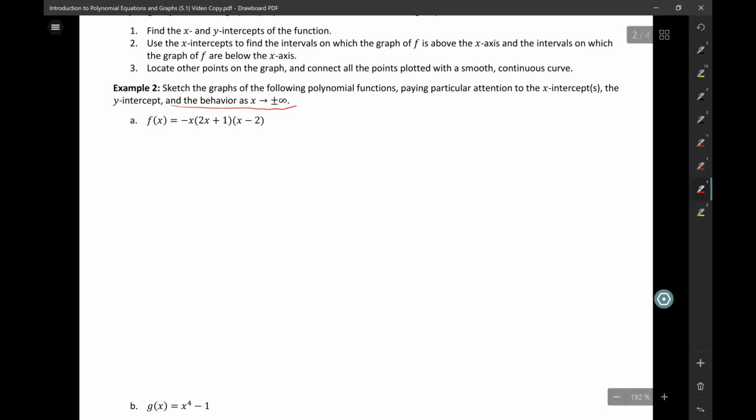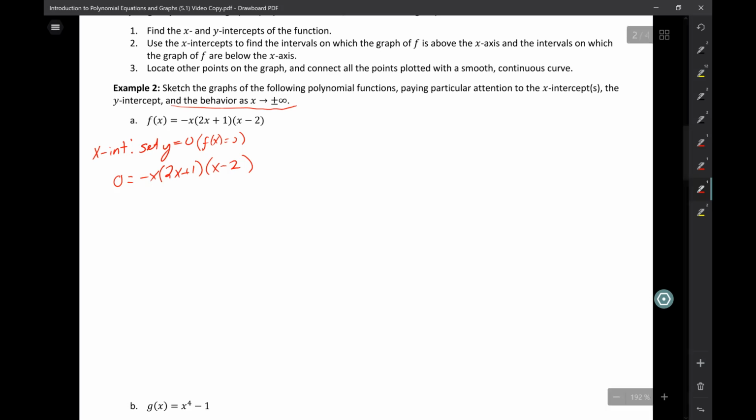Notice, if you look at part A, it says f of x equals negative x times 2x plus 1 times x minus 2. With that being the case, the very first thing we want to do is find the x-intercepts. And we do that by setting y equal to 0, or in other words, setting f of x equal to 0. So therefore, we're going to have 0 equals negative x times 2x plus 1 times x minus 2.